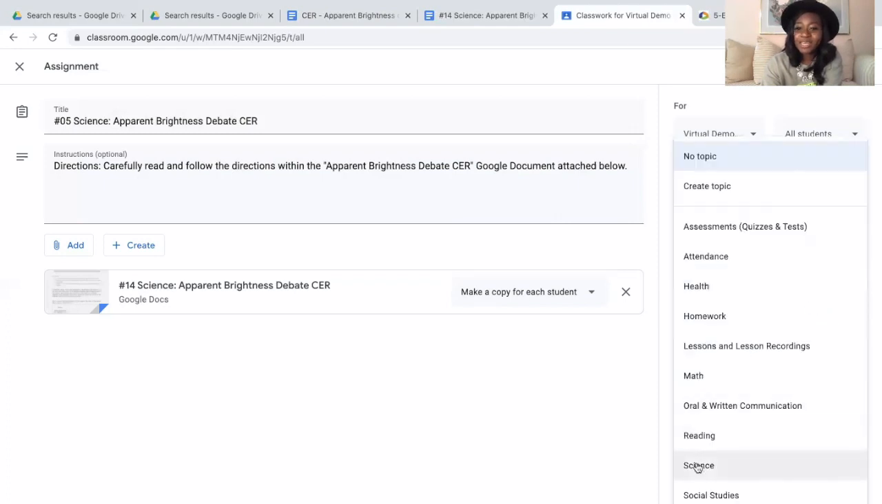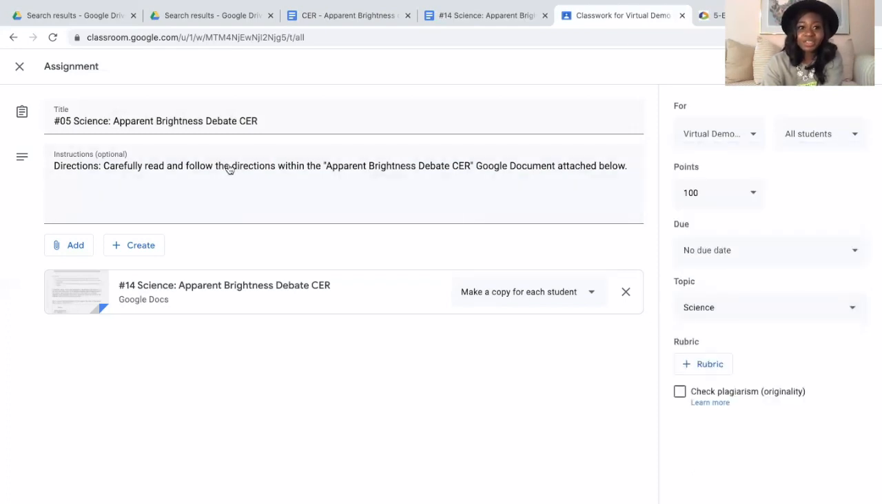For the topic, it's going to go under science. So this CER is going to be within my 5E lesson. It's an instructional activity that I would use during my lesson. As a result, I would put it under the science section of my Google Classroom. And once again, if you go back and watch my video on how to create a structure or framework for your virtual learning environment, I talk more about it there.